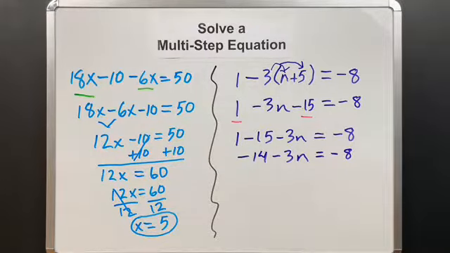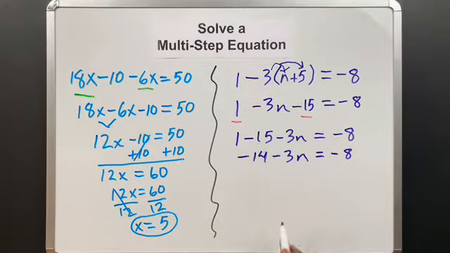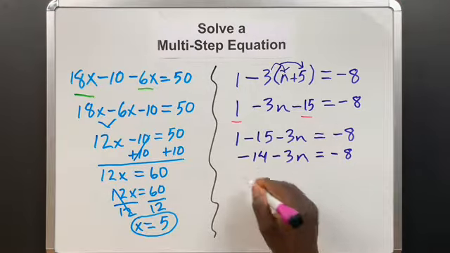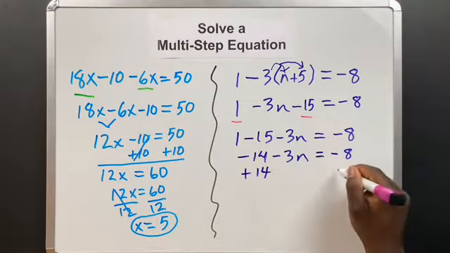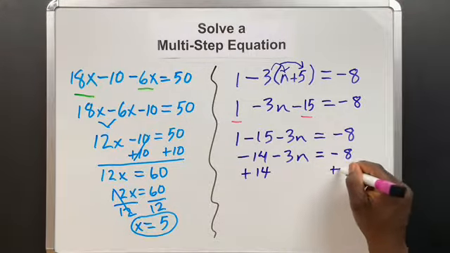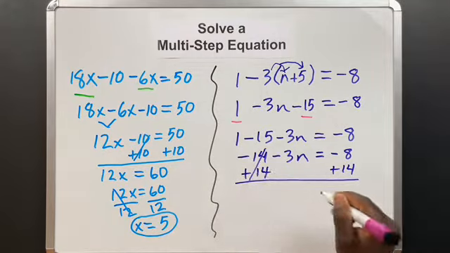All right, now we need to get rid of the negative 14 and negative 3. So let's get rid of this constant first. The opposite of subtracting 14 is to add 14. Whatever you do to one side, you do to the other side of the equation. All right, that crosses out.